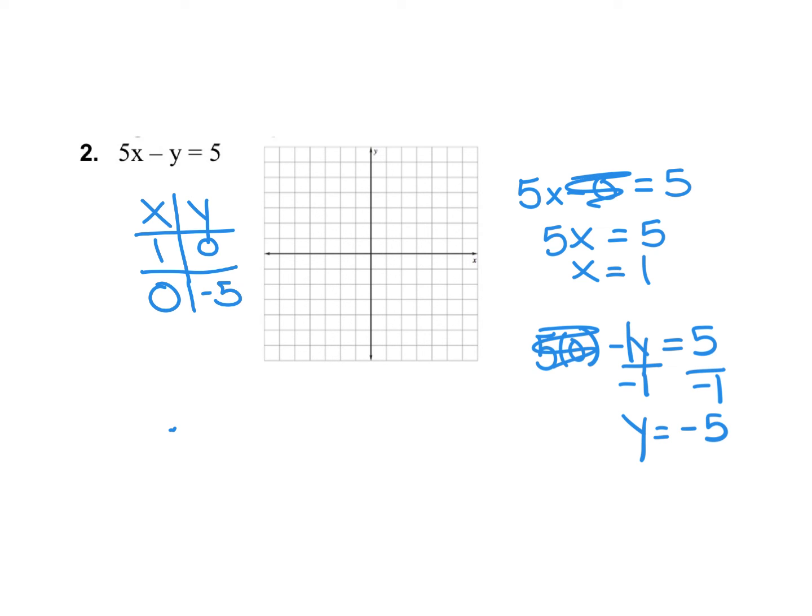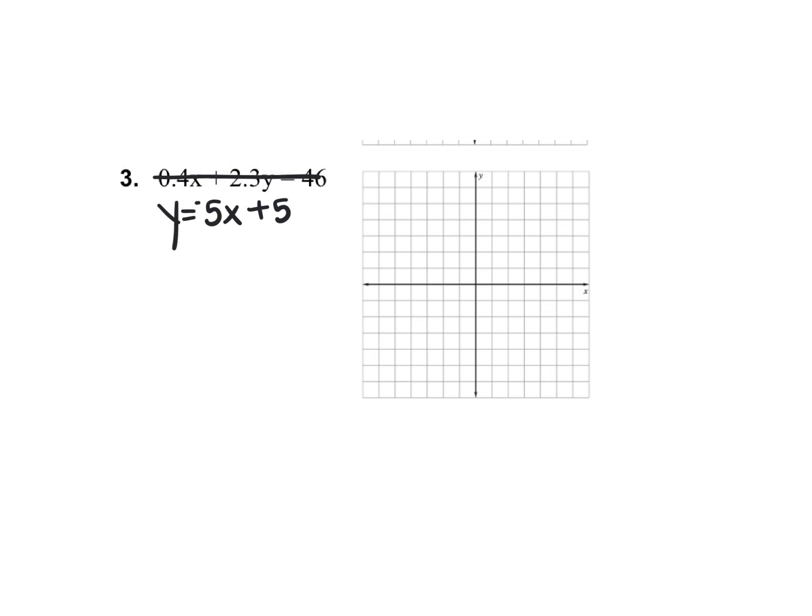All right, so when I go to graph this, I'm going to have 1, 0. I just graph this right here. And I'm going to have 0, negative 5. And then once you're done plotting the points, you're going to put the line through, and then you're done graphing. All right, so we changed number 3 to y is equal to negative 5x plus 5.